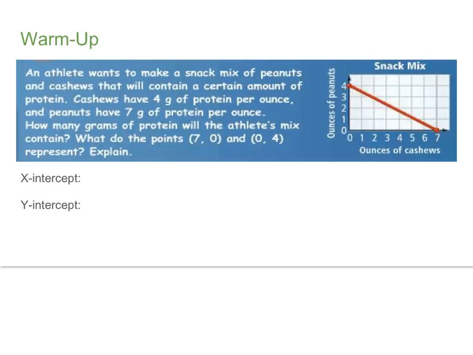We'll explain that as the x and y intercepts. So the x-intercept is where the graph of a line crosses the x-axis, and that's exactly where y equals 0. The y-intercept is where the graph crosses the y-axis, and that's where x equals 0.